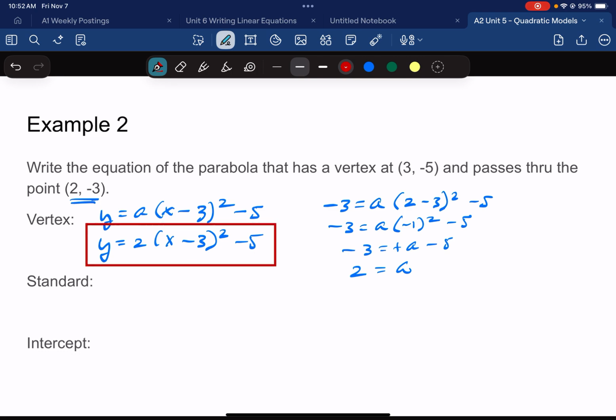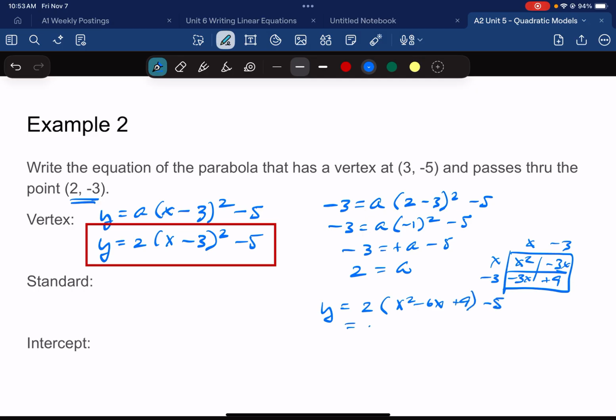Okay. So standard form, I could just multiply that one out. So let's do that. Let's multiply that thing out. So we have y equals 2 times (x minus 3), which needs to be boxed because we're squaring x minus 3. So (x minus 3)(x minus 3), that's x squared minus 3x minus 3x plus 9. So x squared minus 6x plus 9, minus 5.